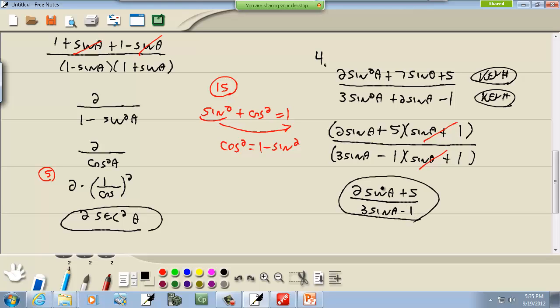And that's our answer. Now if it throws you to factor into this form, go ahead and put p's in for the sine. So we'd have 2p squared plus 7p plus 5. Factor that, and after you get that factored, then replace the p with sine. So if it throws you to have it in that form.